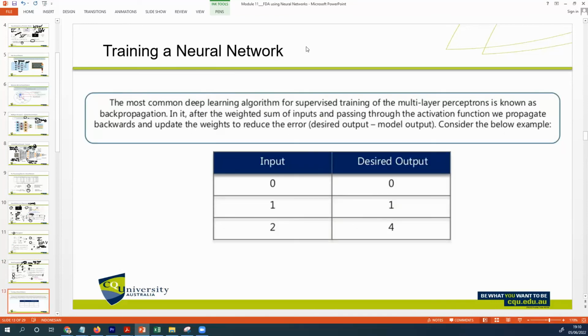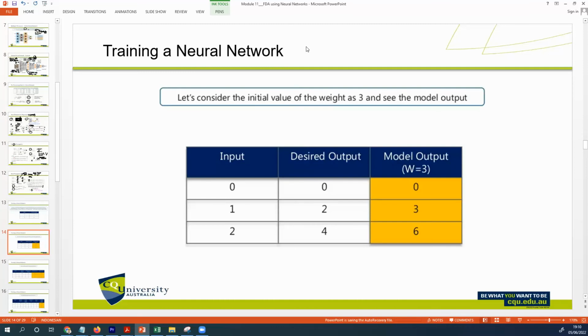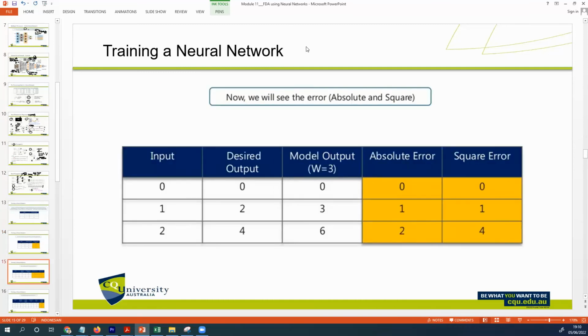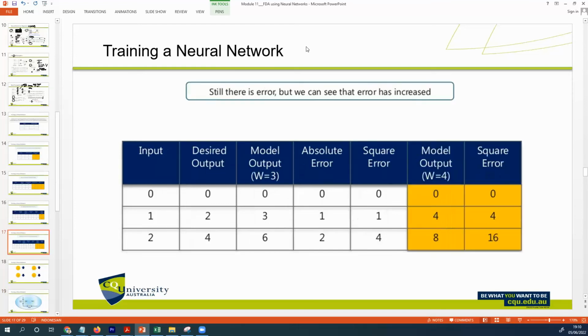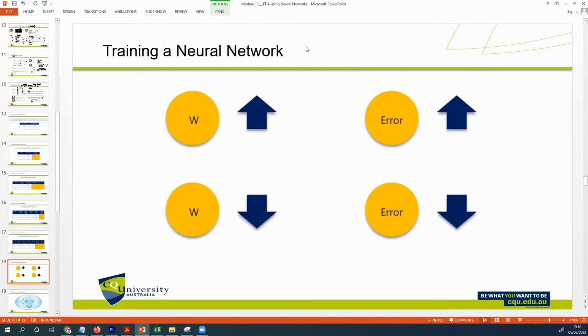So when we do back propagation, when the desired output is not the same, then it goes back, checking the absolute error, checking the square error. If it is still high, then we change the weight as well. We change weight 3, weight 4, until it all comes into a high accuracy model. We can increase the weight or decrease the weight to reduce the error.